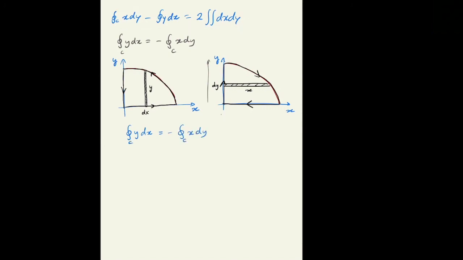So proving this, we go back to the equation that we had. And if the integral of y dx is equal to minus the integral of x dy, then what you have is that twice the integral of x dy is equal to twice the area integral. Therefore, the closed path integral of x dy is equal to the area integral of dx dy. And this is Green's theorem. As I said, it's a direct consequence of Stokes' theorem.